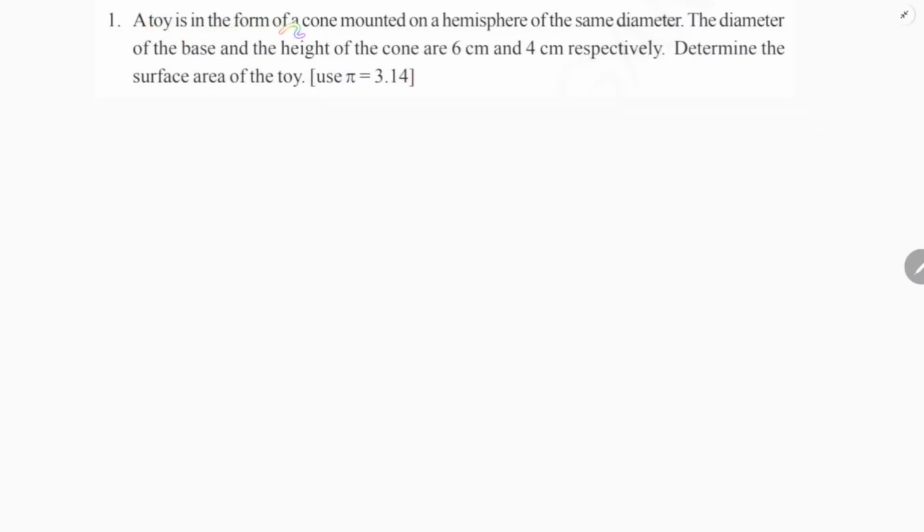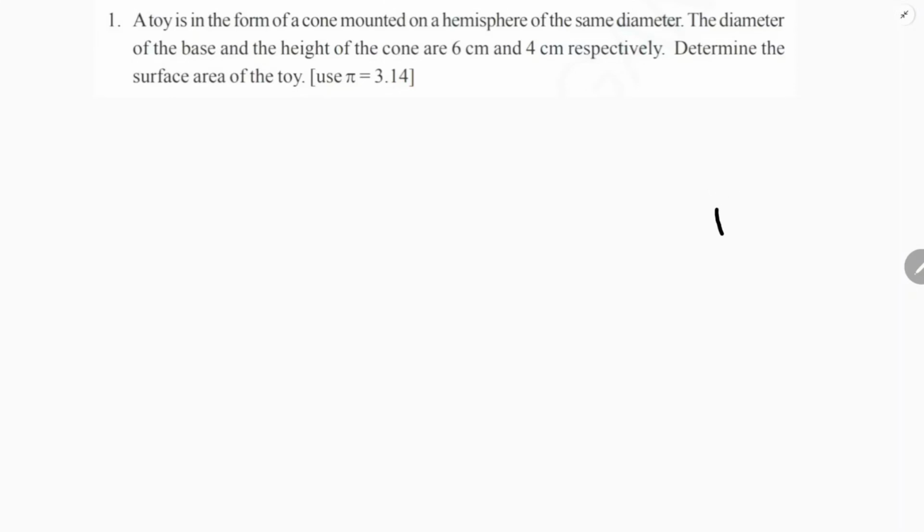A toy is in the form of a cone mounted on a hemisphere of the same diameter. The diameter of the base and height of the cone are 6 centimeters and 4 centimeters respectively. Determine the surface area of the toy. Use pi is 3.14. So here, cone is mounted on a hemisphere.